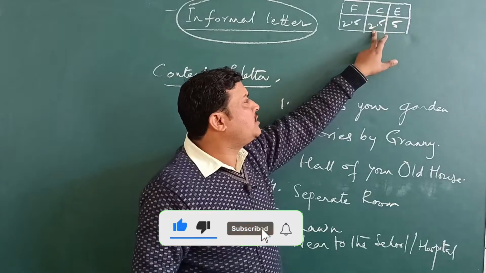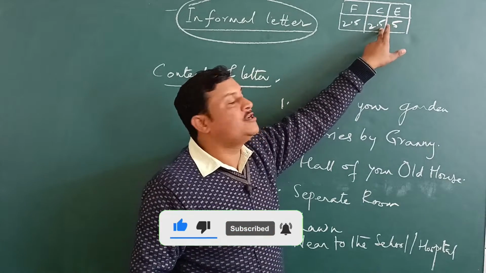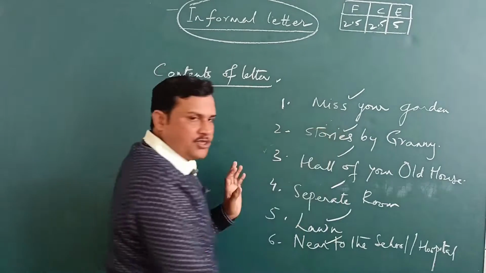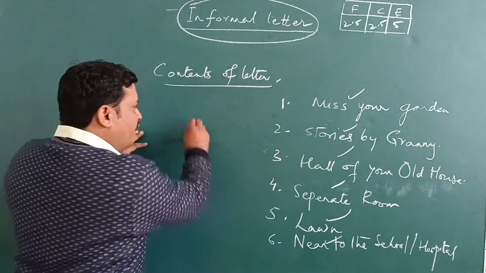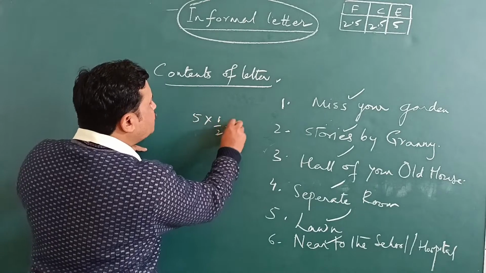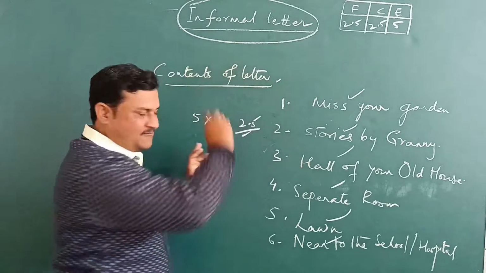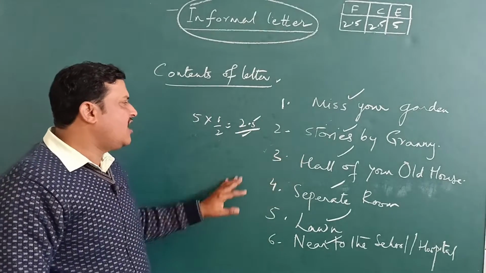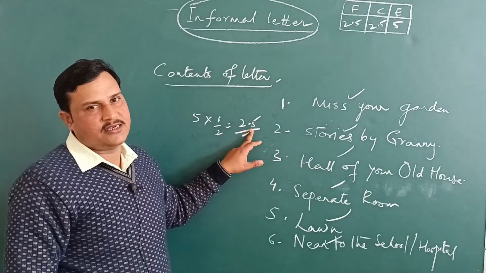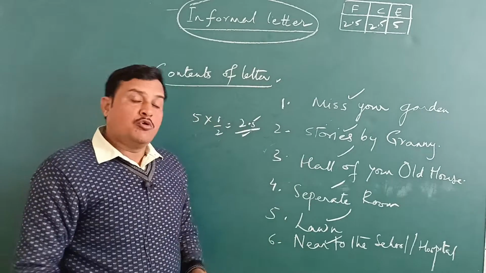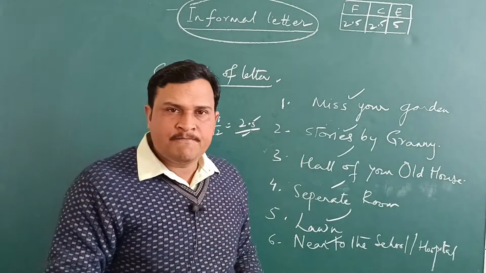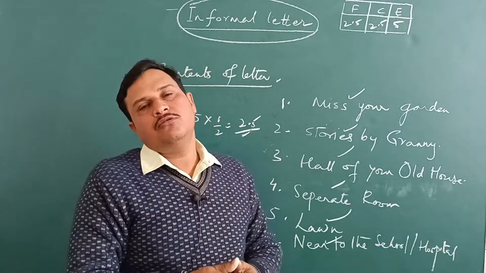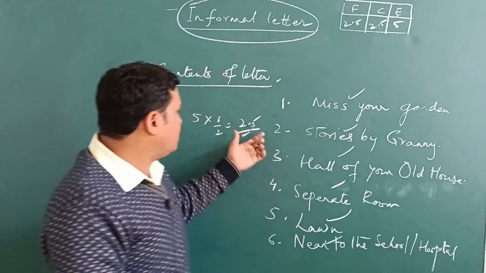Here we have to write content for 2.5 marks. We only have to choose any 5 points. Any 5 points, so 5 into half is equal to 2.5. So in a very easy way we can get the marks for the content. Before you write a letter, you have to keep in your mind what points we have to mention.